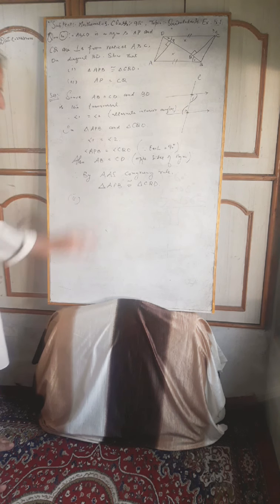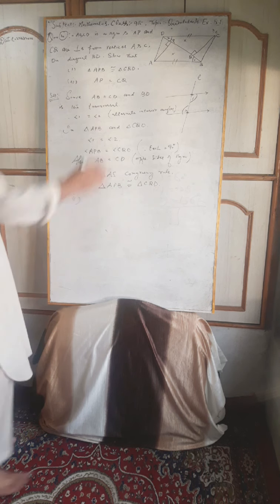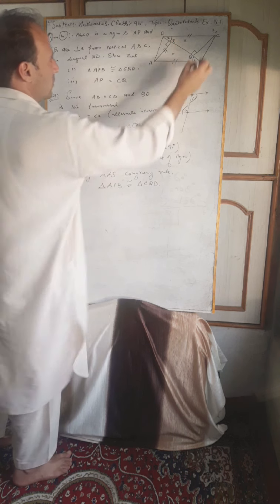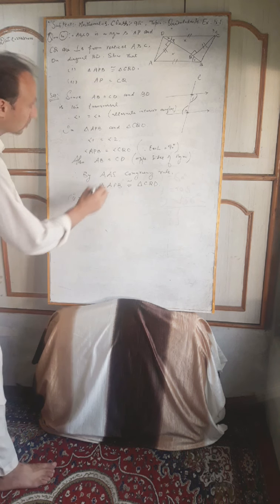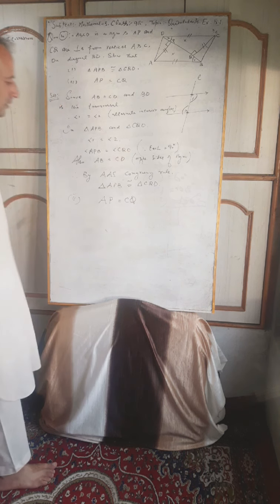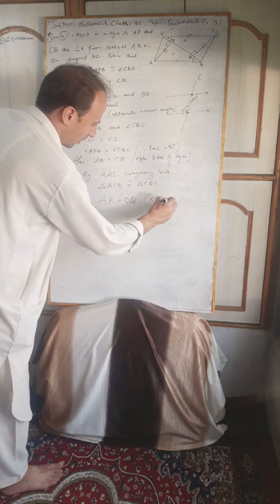Second part, AP is equal to CQ. Again, we will consider these two triangles, triangle APB and triangle CQD. Obviously, side AP is equal to CQ. Why? Because these are the corresponding parts of two congruent triangles. When two triangles are congruent to each other, the corresponding angles are equal as well as the corresponding sides are equal. So it follows that AP is equal to CQ because the two triangles are congruent and AP and CQ are the corresponding parts of congruent triangles.